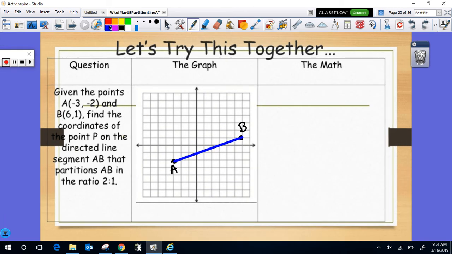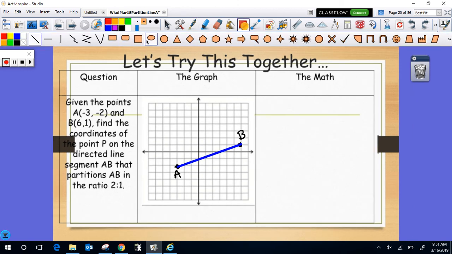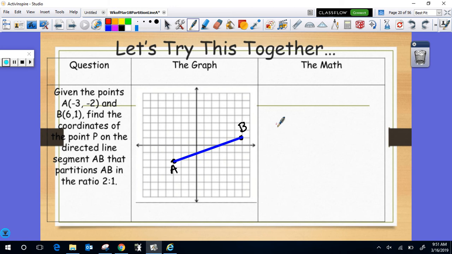and it is asking us to find the coordinates of a point P. So I want to put a point somewhere on this line so that the line is broken up in a 2 to 1 ratio. Okay, so the distance from here will be double the distance on this side. So I want to find that point.